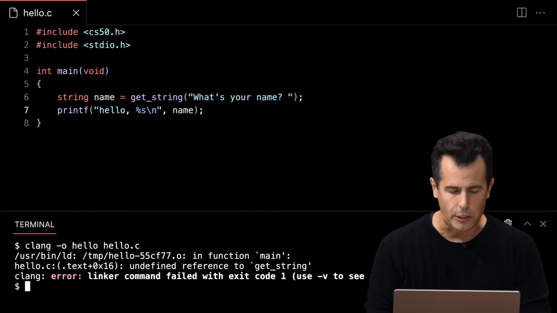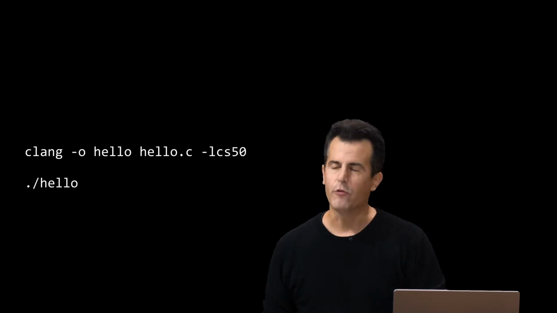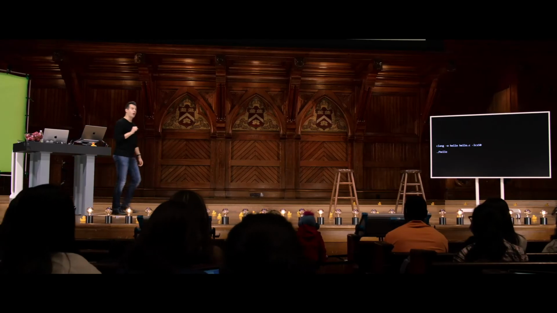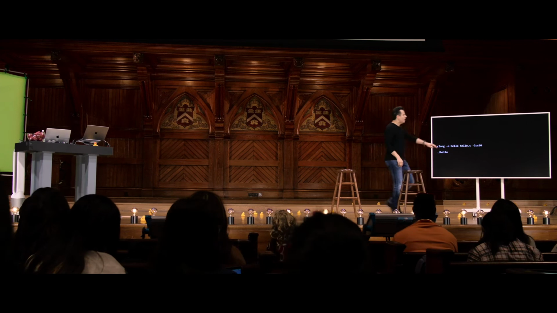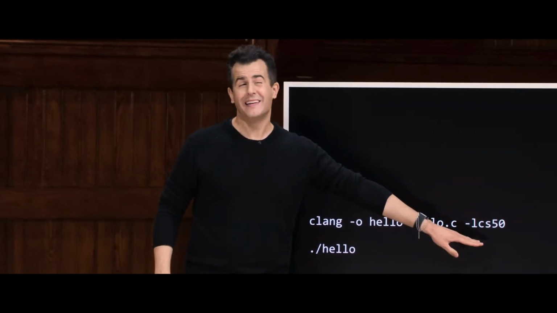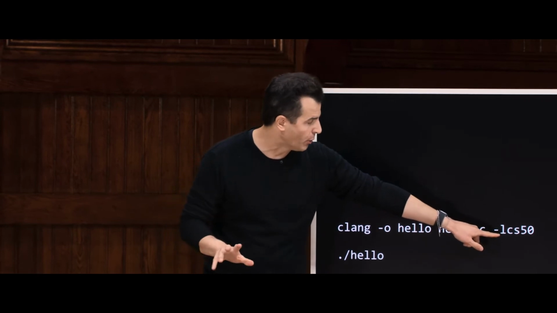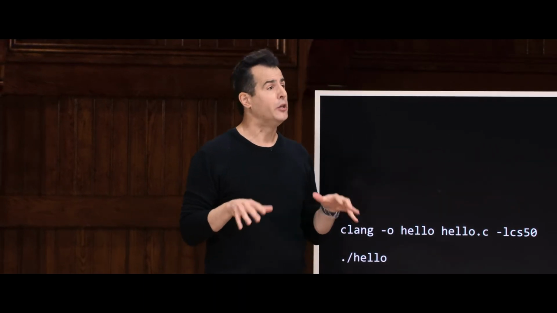So let me do this. Let me clear my terminal window just to get rid of that distraction. And let me propose now that we run this command instead. Almost the same as before, clang -o hello, then hello.c, but with one additional command line argument at the end. And this is a -l, not a number 1, so -lcs50 with no space in between those two.